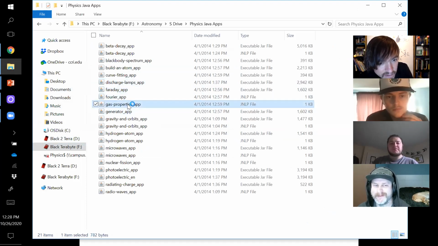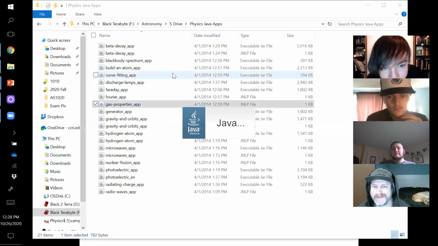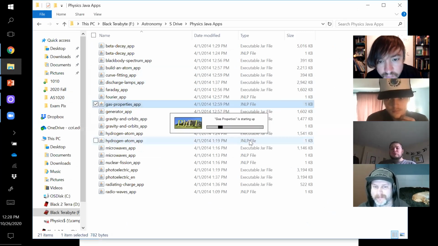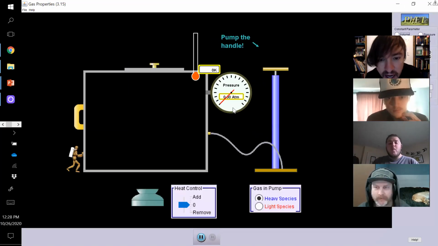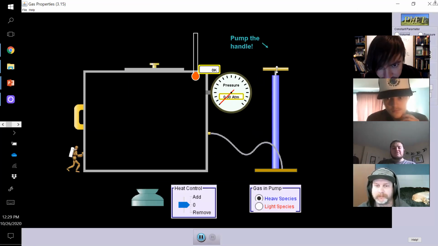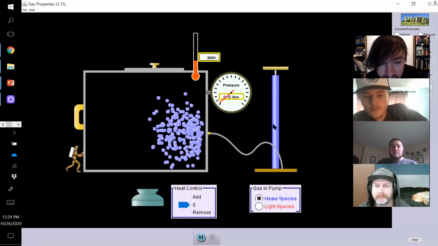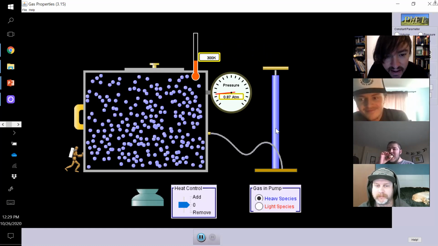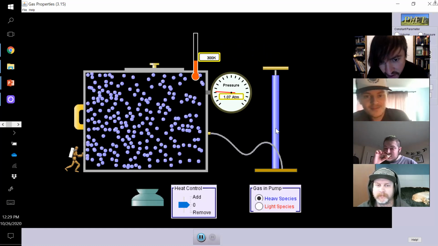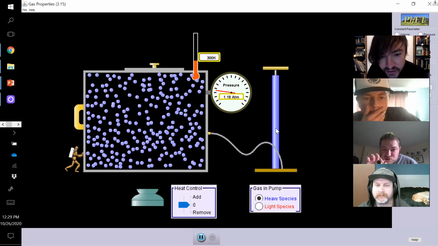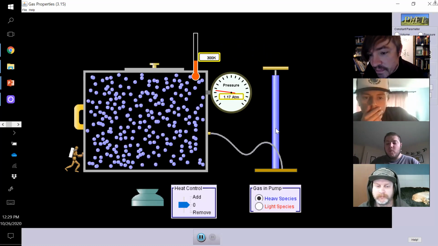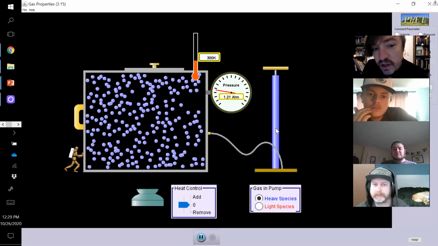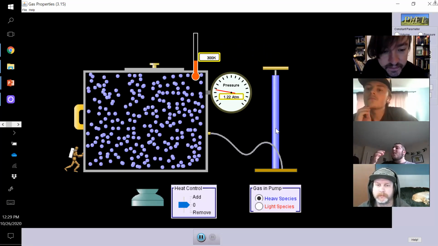Okay, so gas properties. Let's see if my JavaScript is working today. It changes from time to time. Okay, cool. So let's just build up our intuition. They're going to measure the pressure here in atmospheres. Let's pump it up. Here come the gas particles. They're smashing around. They're about 300 Kelvin. Their pressure is just a little bit higher than atmospheric pressure, close to 1 atmosphere. By the way, room temperature at 68 Fahrenheit is 293 Kelvin. So this gas is both close to room temperature and room air pressure.